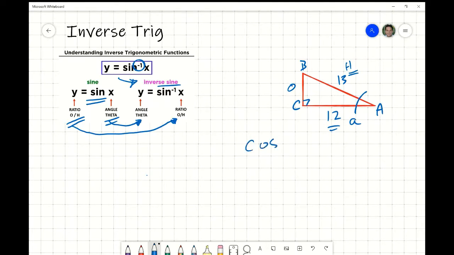So inverse cosine, all right, here we go. It is going to take the ratio of the adjacent side over the hypotenuse in, which in this case is going to be 12 over 13, and it's going to give us angle theta, or A, back.